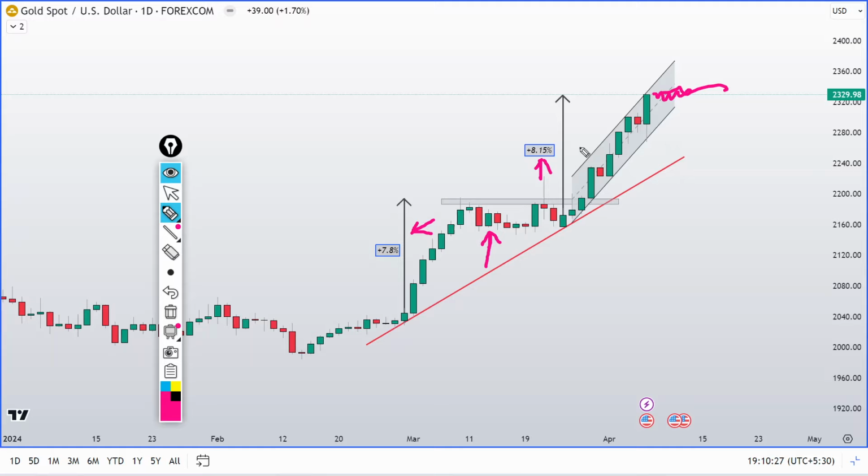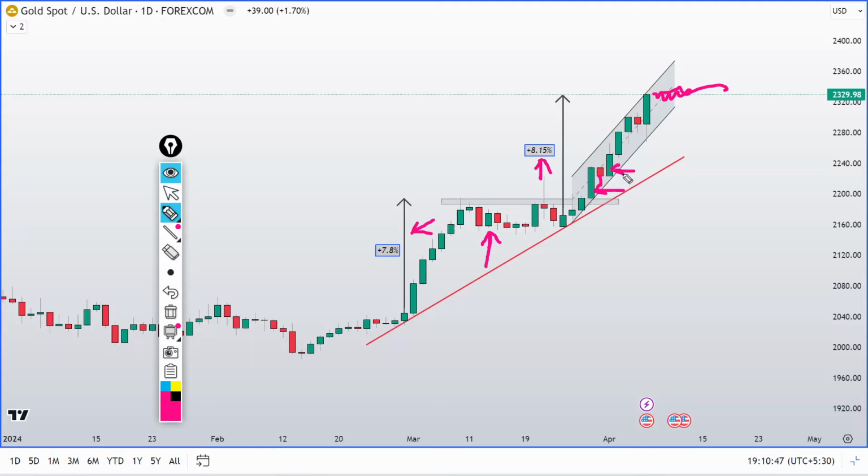You can see that every time gold closes the day, or you can say the daily closing, it is closing above the previous day high. You can clearly say that means it is forming a higher high on the daily time frame.